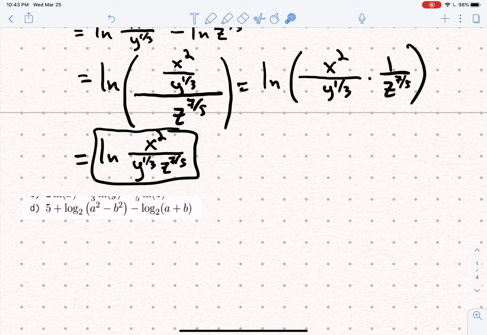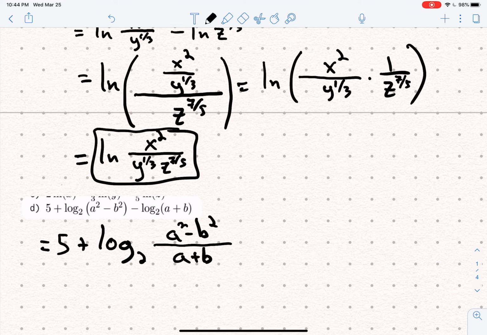So for my first step, I'm going to take the log in base 2 of this guy and the log in base 2 of this guy. And since they're subtracted, I'm going to make a fraction inside of my new log in base 2. I keep the base the same. So starting from the beginning of my expression, I have 5 plus a log in base 2 of, and inside will be a fraction, on the top a squared minus b squared, and on the bottom a plus b. Now it looks like we're basically done.